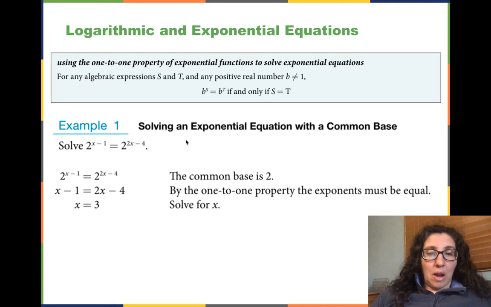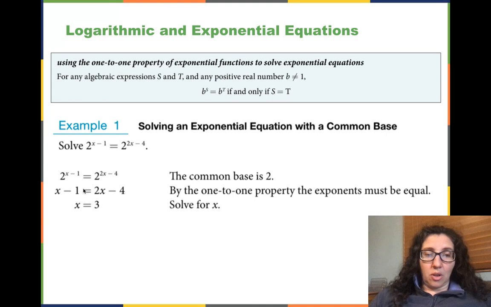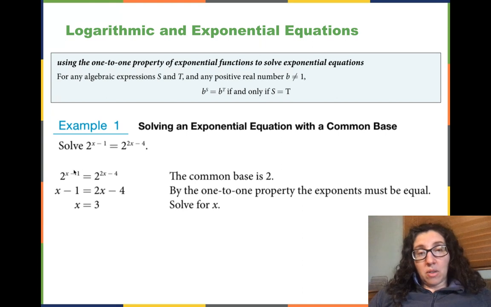All right, so how could we use this? If we had this equation, 2 to the x minus 1 equals 2 to the 2x minus 4, we know if these are equal, they have the same base, we know the exponents have to be equal. So then we just have a linear equation to solve, right? x minus 1 equals 2x minus 4. We just solve that for x. So this is a key observation. We're going to use it again for logarithms later, right? If these are equal, then we know the exponents have to be equal.